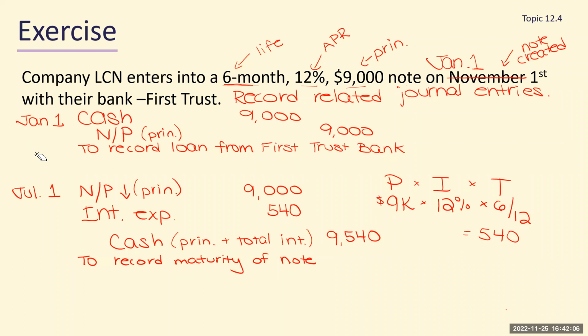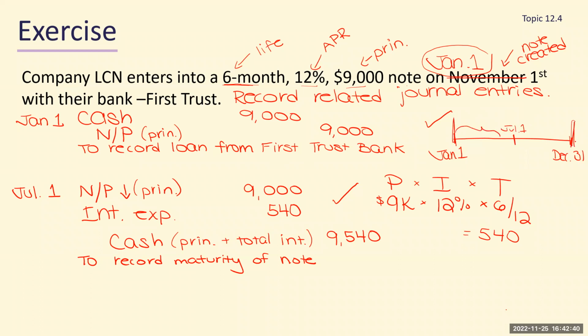You did your first journal entry to record notes payable transactions: taking out the loan and then paying it off plus interest. Now remember, I changed the date the note was created because I made it nice and easy that we paid off the note in the same calendar year. So we paid it off on July 1st, in the same calendar year.